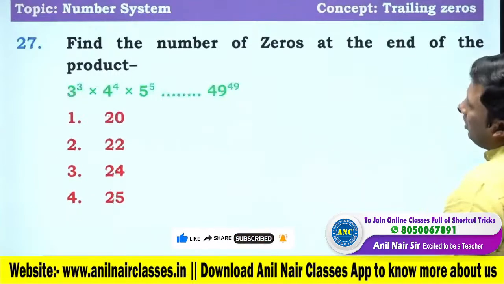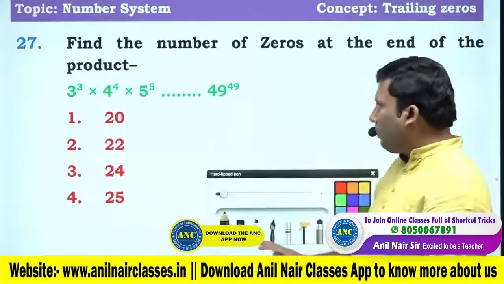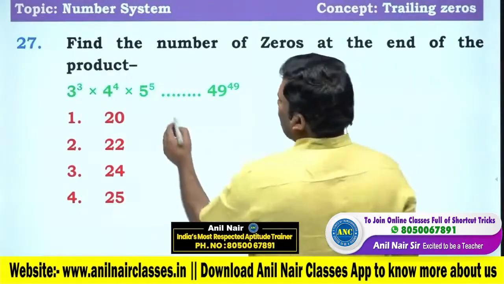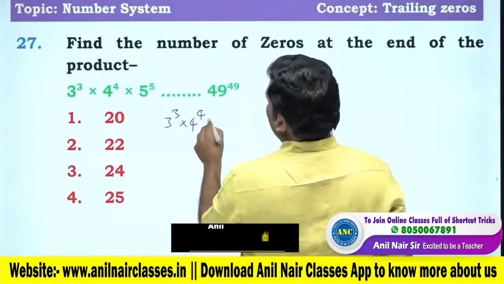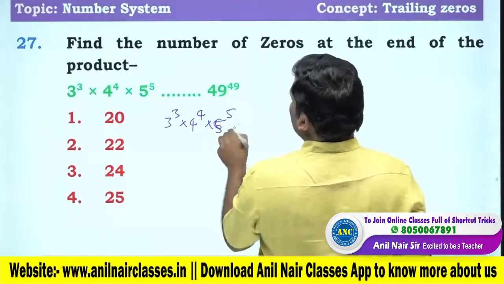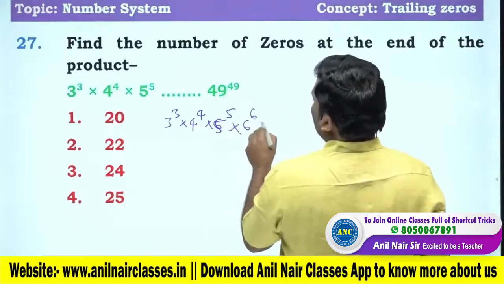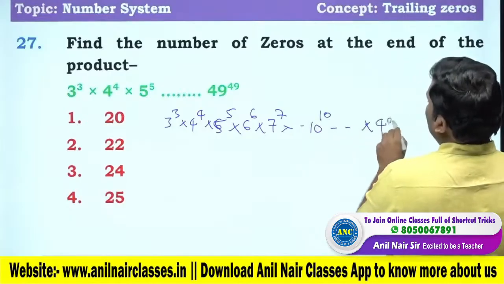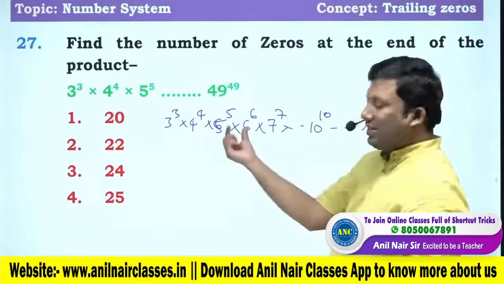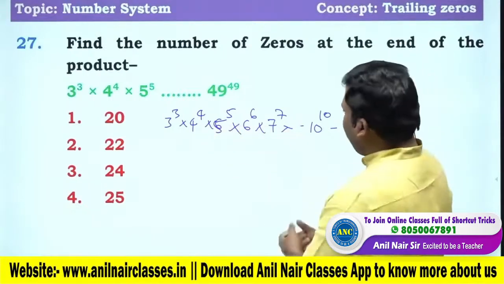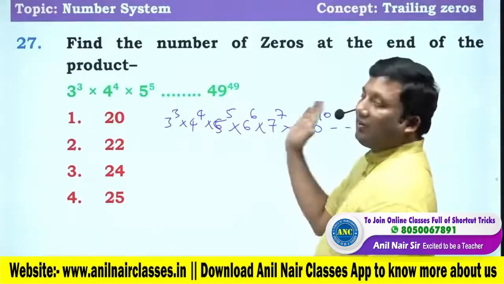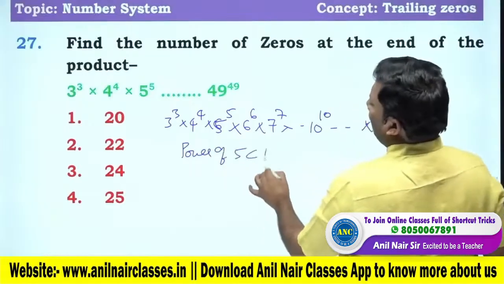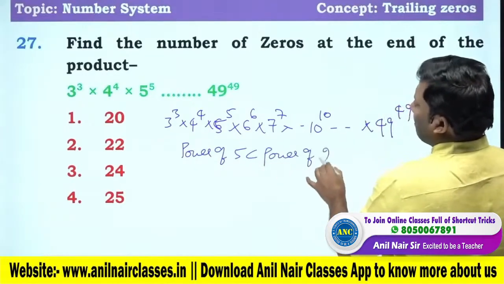Similar question. Now see here, sir. 3 power 3, 4 power 4, 5 power 5, up to 49 power 49. So these are 3 power 3, 4 power 4, 5 power 5, 6 power 6, 7 power 7, 10 power 10, and so on up to 49 power 49. Every second term is a power of 2. Every fifth term, starting from 5 power 5, is a power of 5. So the power of 5 is less than the power of 2.